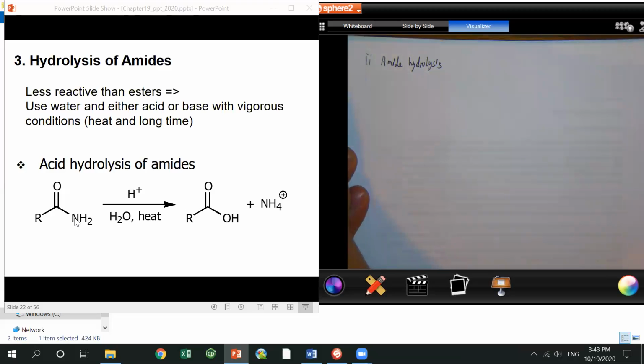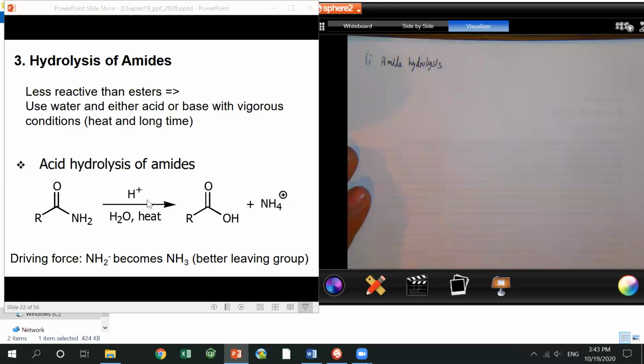Actually, this reaction is normally done under either acid or basic conditions, and both are pretty tough. For the acid condition, use strong acid and heat in aqueous solution for several days, and you can probably get the reaction to work. Basic condition is a similar thing: you use strong base and heat in aqueous solution for several days. So why can this reaction work?